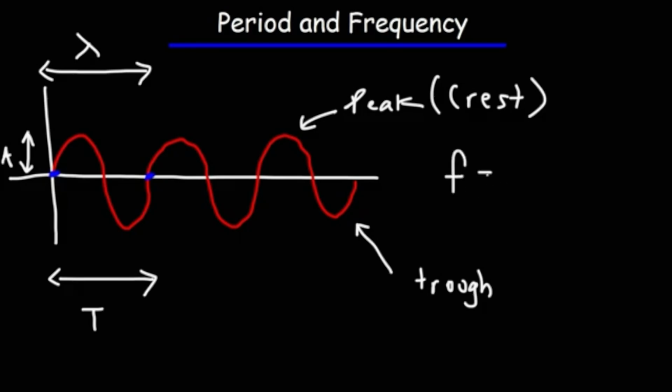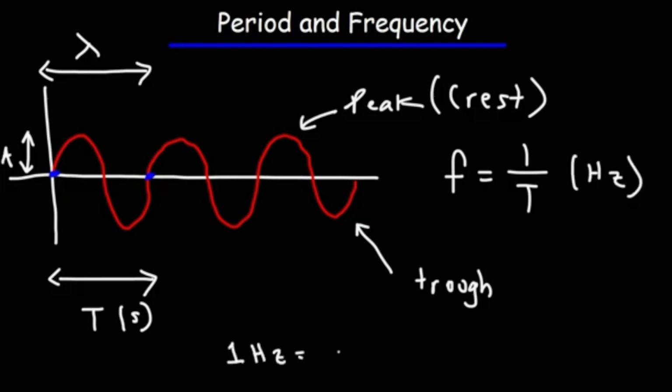The frequency is the inverse of the period. It's 1/T. Now the period is typically measured in seconds. It could be any unit of time, it could be minutes, hours, but the standard unit of period is the second. And the standard unit for frequency is hertz. So 1 hertz is 1 second to the -1. It's 1/s.